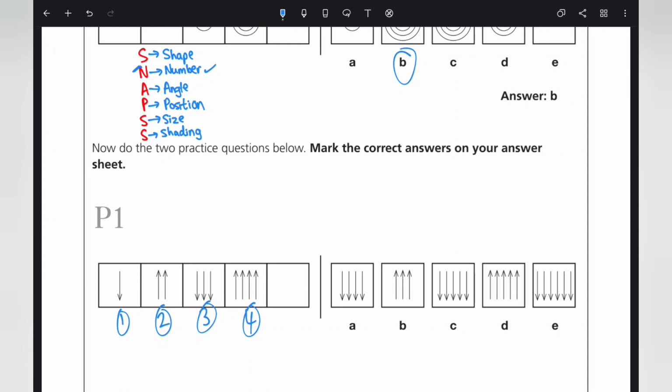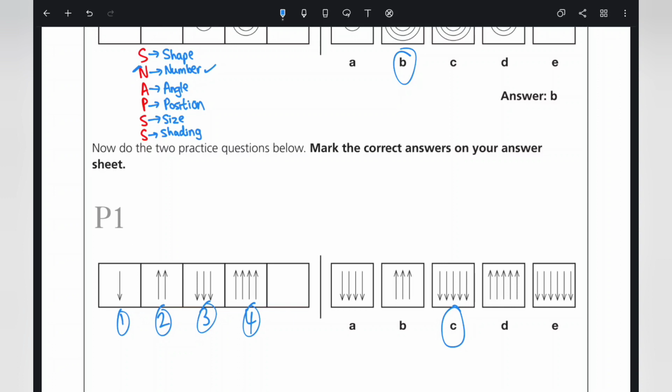And how many arrows will you have pointing down? You will have 5 arrows pointing down. So the only one where you have 5 arrows pointing down is clearly C. So if you have chosen C as the correct answer, well done, excellent. If you didn't, then make sure you review and check using SNAPS of where you went wrong.